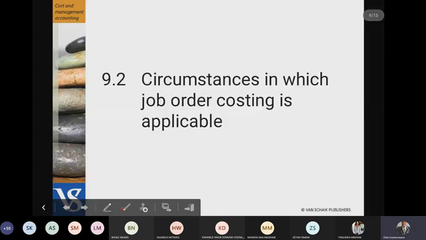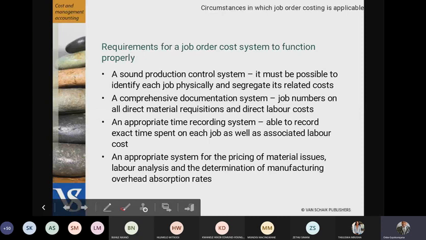Now we talk of the circumstances in which job costing is applicable. These are the requirements. One, we must have a sound production control system, a comprehensive documentation system, an appropriate time recording system, an appropriate system for the pricing of material issued, labor analysis, and also the determination of manufacturing overhead that's absorbed.